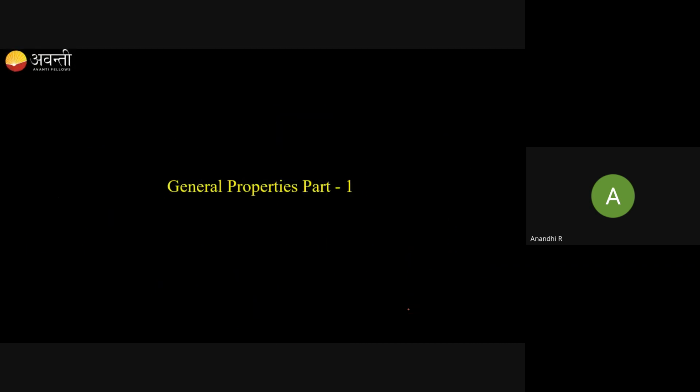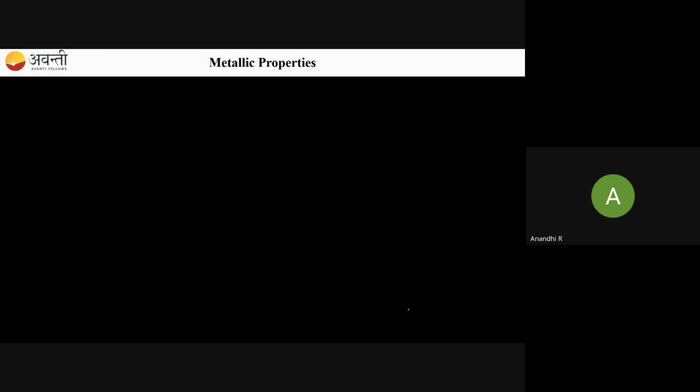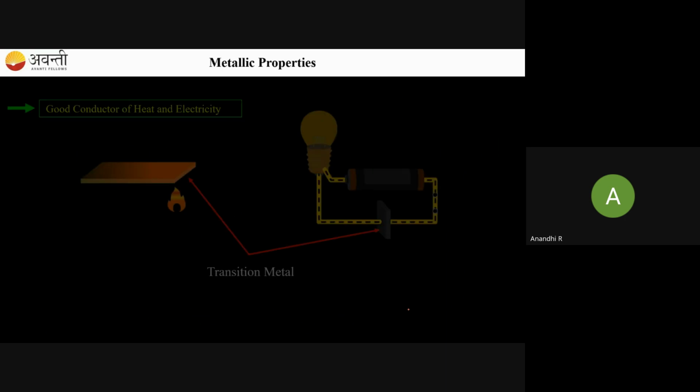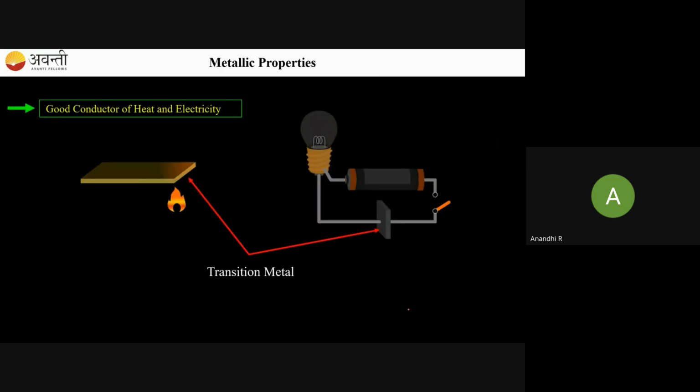Now I'll move on to the general properties. Position and electronic configuration are clear to you, so I'll go for general properties part 1. It starts with the metallic property. All the d block metals are good conductors of heat and electricity.